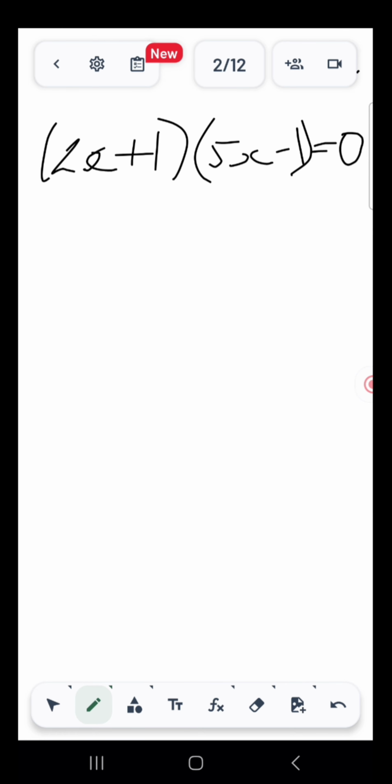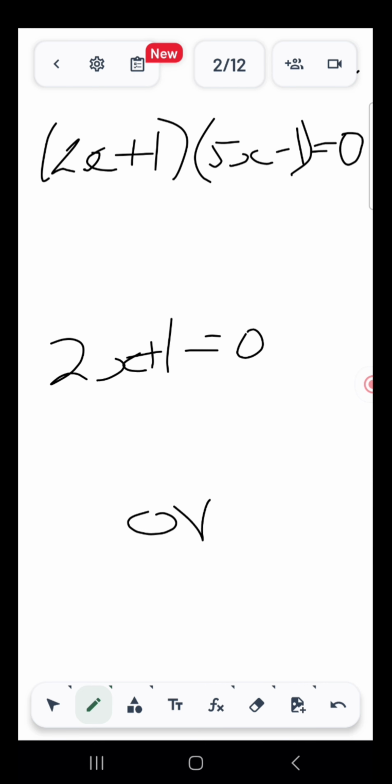So you say 2x plus 1 equals 0, or 5x minus 1 equals 0. This is what the zero product principle is, right? Because they've already put it in standard form, they've already simplified, they've already factorized.